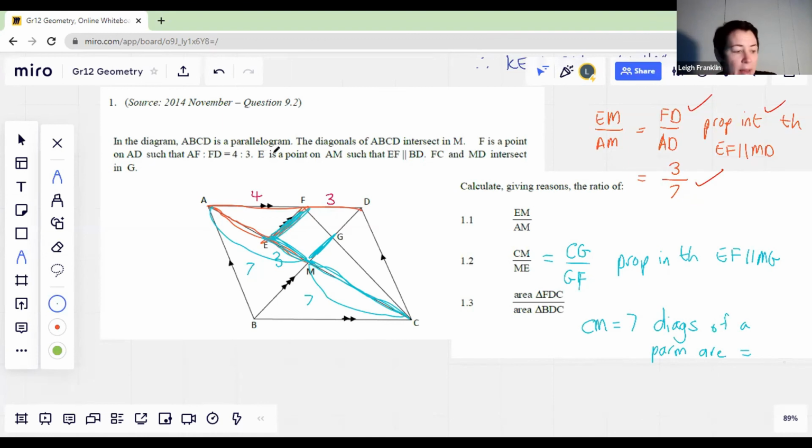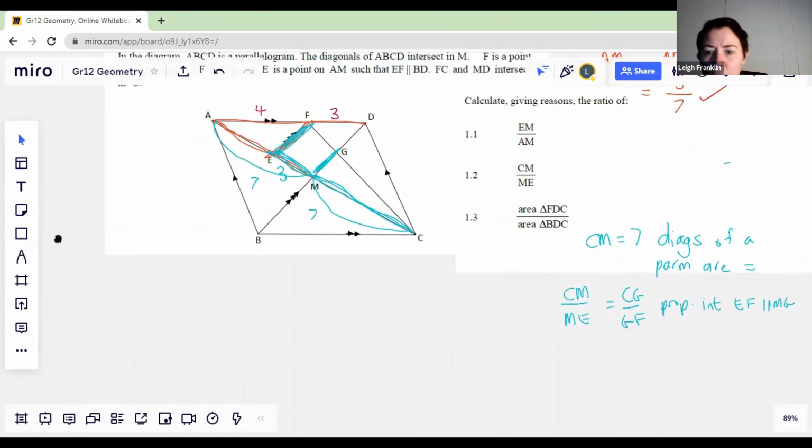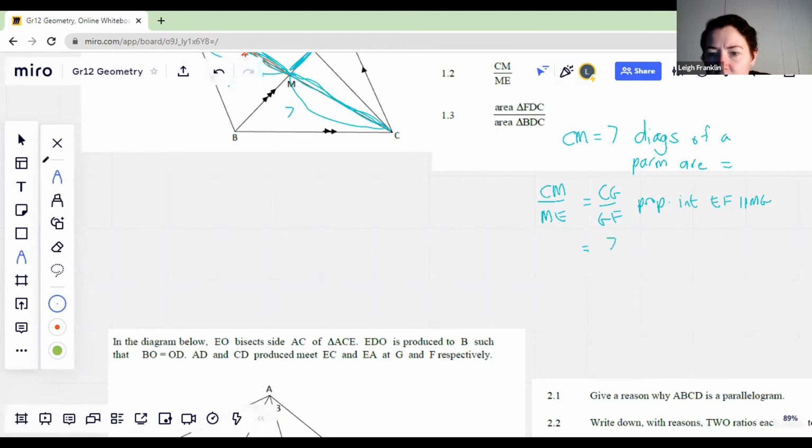Okay, so CM over ME equals CG over GF. So CM over ME equals, I'm just writing this again, CG over GF. Proportionality, intercept theorem, EF parallel to MG. Sorry, I'm just going to get rid of that so that it's not in our way. We know this. Sorry, I really am writing all over the place here. Okay, and that's it. We've got our answer. Let's just move the board up. So that would be equal to, in this case, 7/3. Does that make sense to everybody?